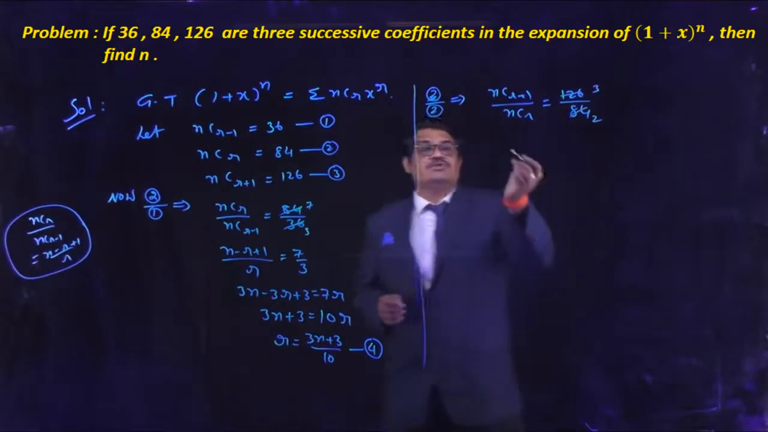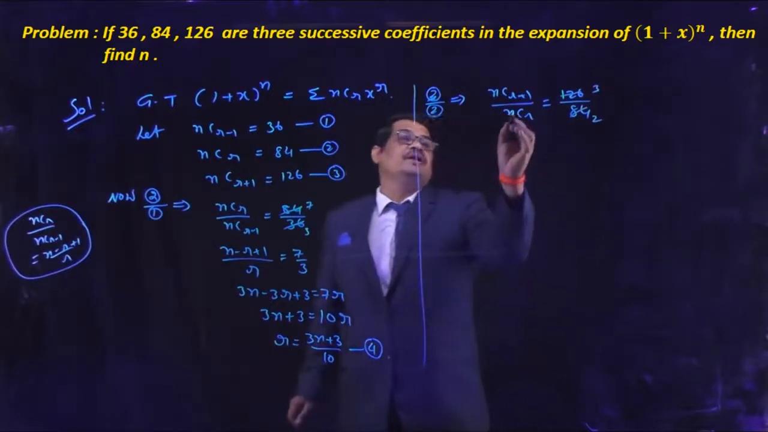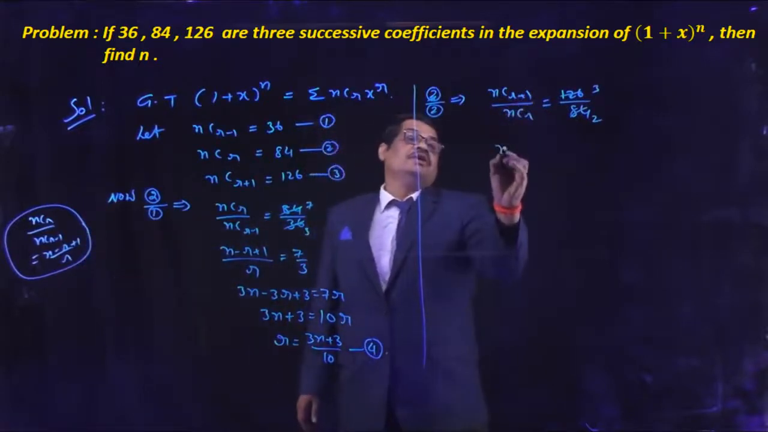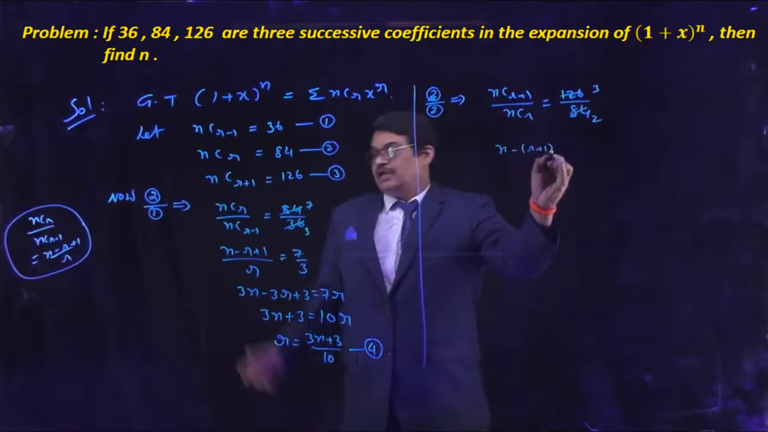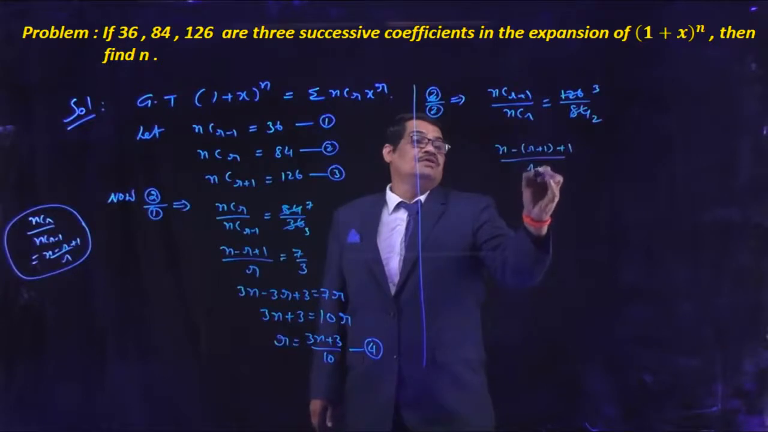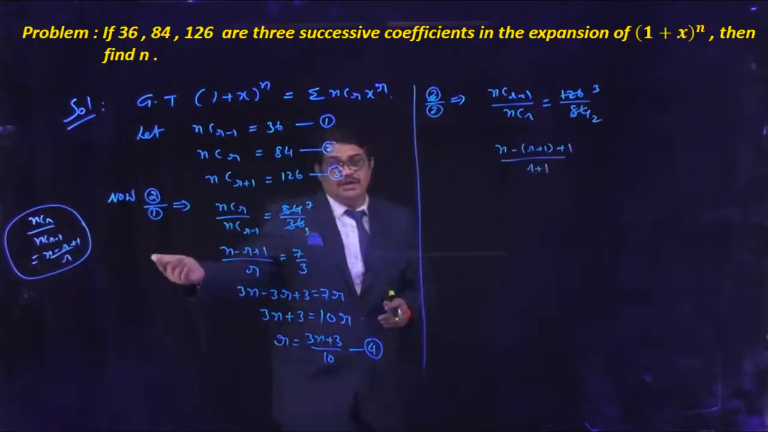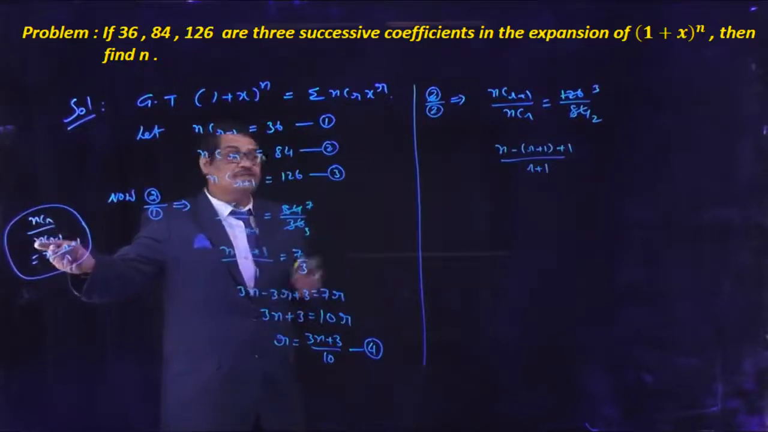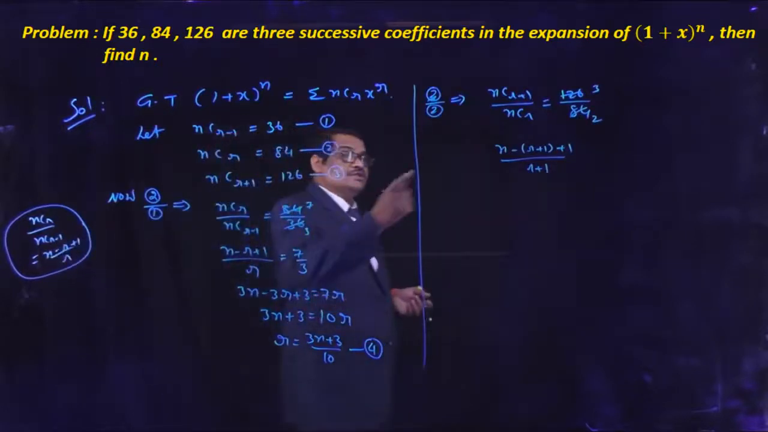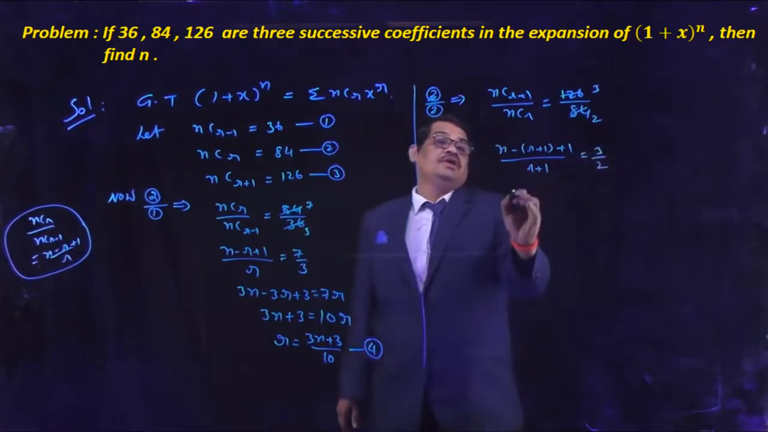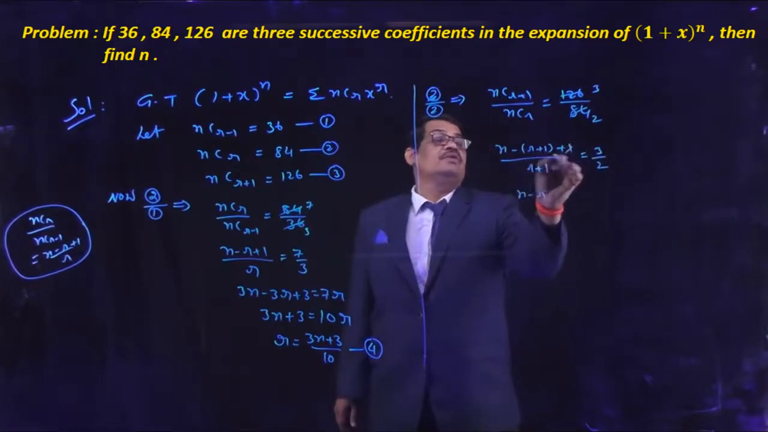Here nC(r plus 1) by nCr can be written using the formula nCr by nC(r minus 1). Here r is r plus 1, and r minus 1 is r. Now we are writing n minus r plus 1 by r, where r is replaced by r plus 1. That is equal to 3 by 2. So here n minus r minus 1 and plus 1 will be cancelled.